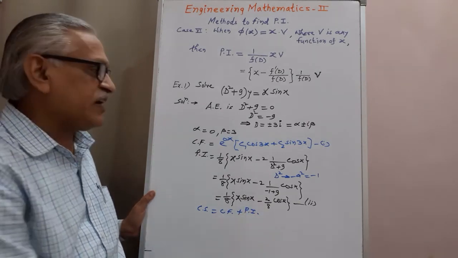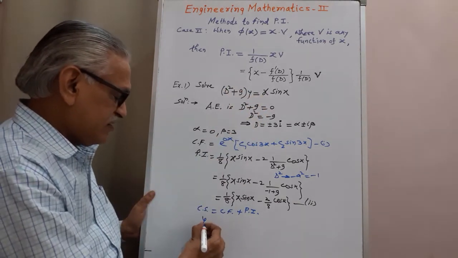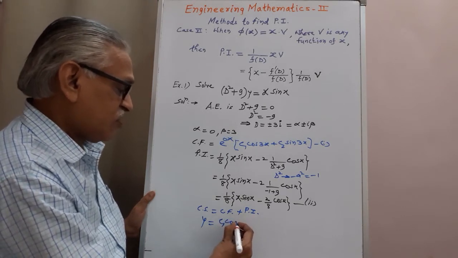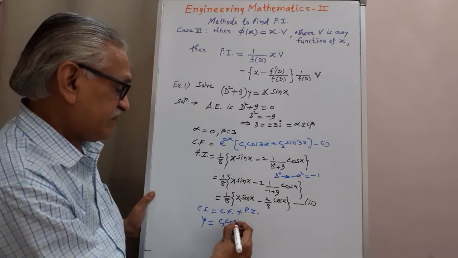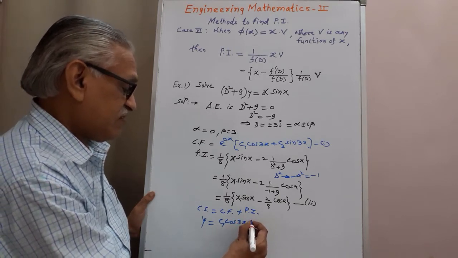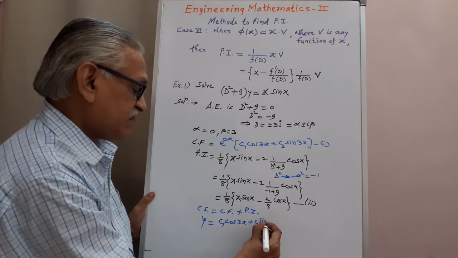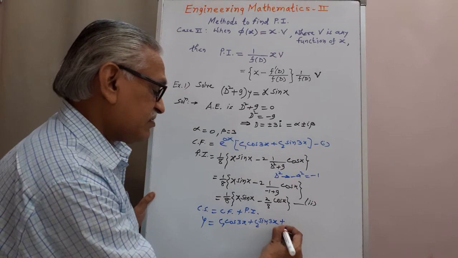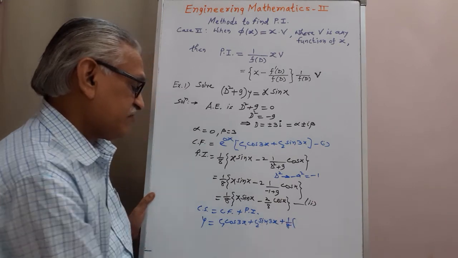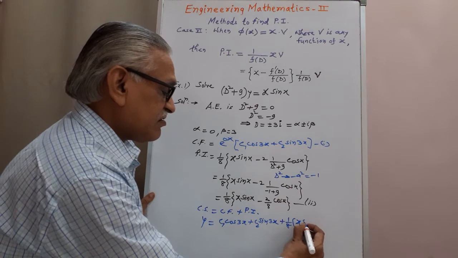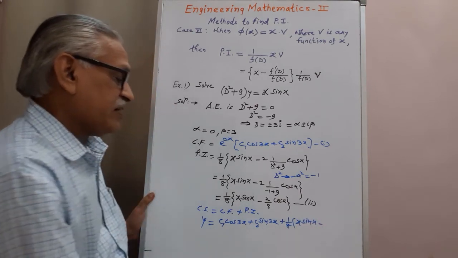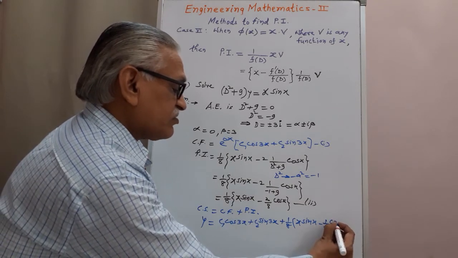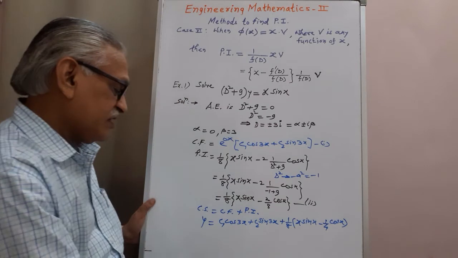The complete solution is always for the dependent variable. Here the dependent variable is y, so y is equal to c1 cos 3x plus c2 sin of 3x, plus 1 by 8 times x sin x, minus 2 by 8, that means 1 by 4, times cos x, as the required solution.